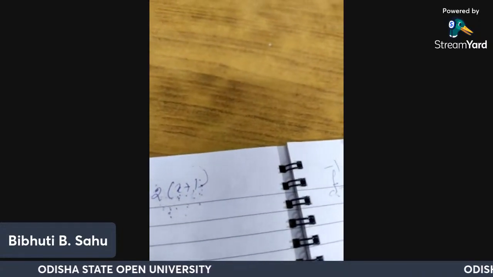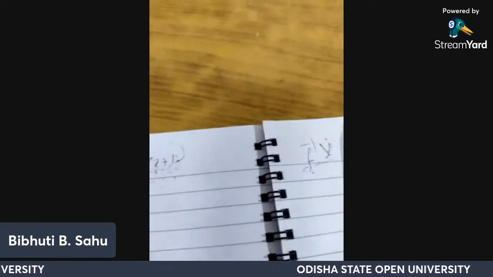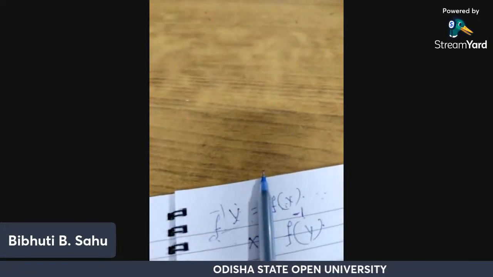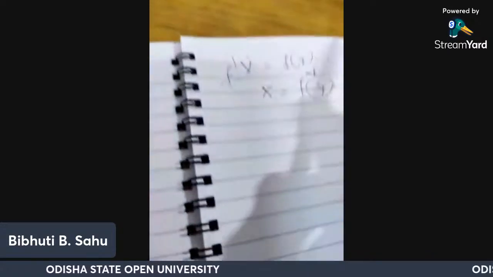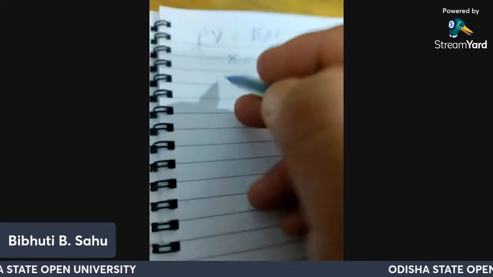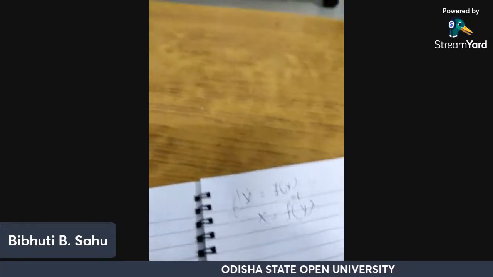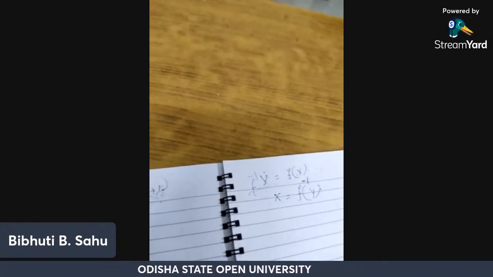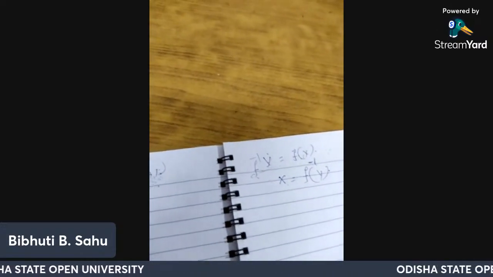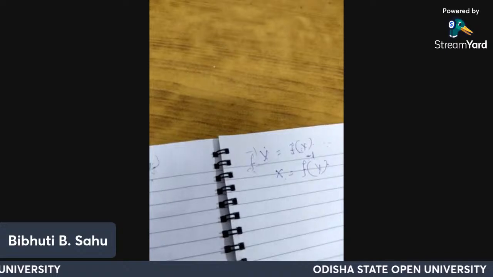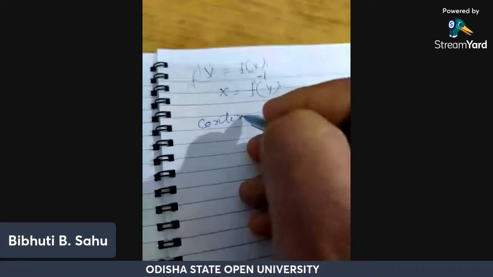So I have explained what is the limit and how to find out the limit. But the point is whether there is continuity of functions. When we are talking about the continuity of functions, a function is continuous.